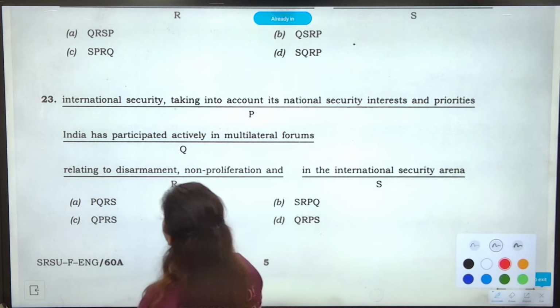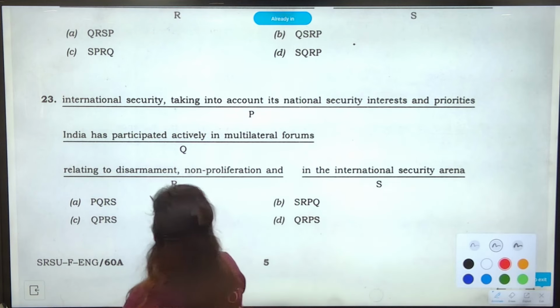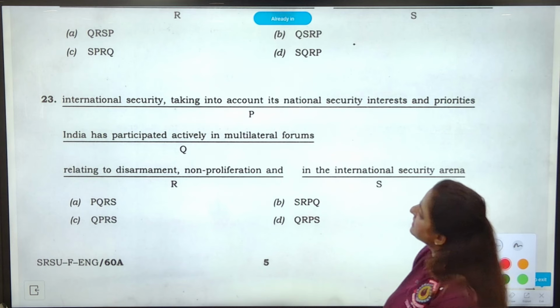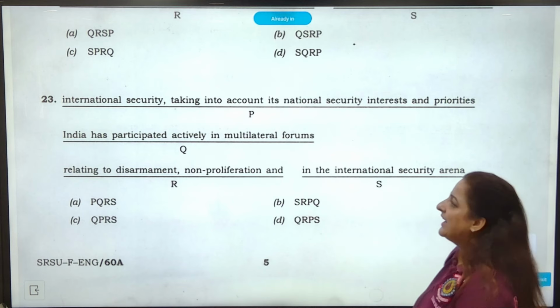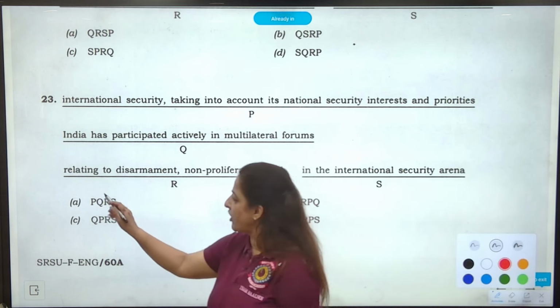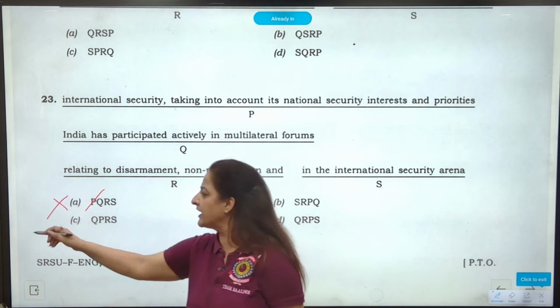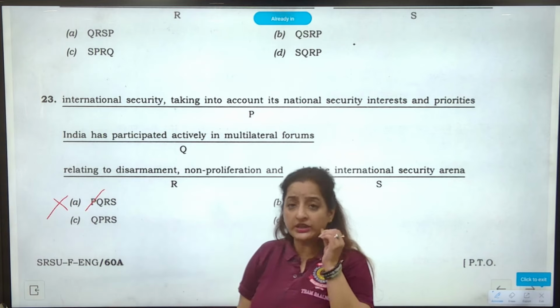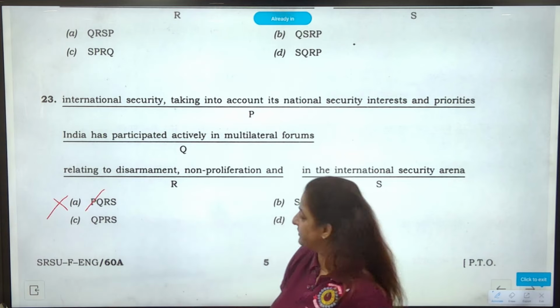Let's read the options PQRS. International security, taking into account... it's not an independent fragment. We stop at P only. ये P पे ही रुक जाएगा, आगे बढ़ने की जरूरत नहीं है. We need to watch out for independent fragments basically.